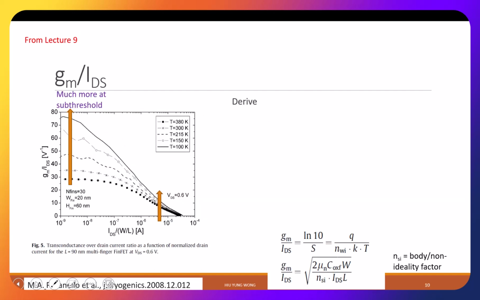But the reason I repeat what we did last time is that I want to talk about gm over IDS, this concept. So what is gm over IDS? Why do people care about this? It's mostly the analog circuit community. And very often those who want to operate the transistor in the subthreshold regime to have very low power consumption, right? So let's take a look.